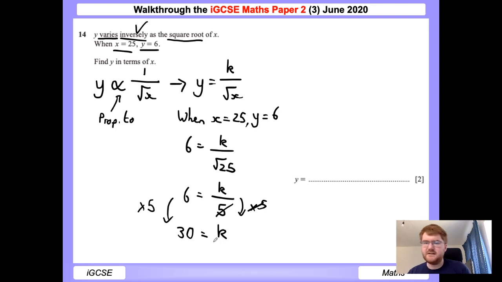And we have to bring this all together now. When we write our equation, we replace the k with 30 to get y equals 30 over root x. And generally on these questions, they get you to use this equation to do something else afterwards. So it's one of the first few questions I've seen where they just get you to do the equation and that's it.